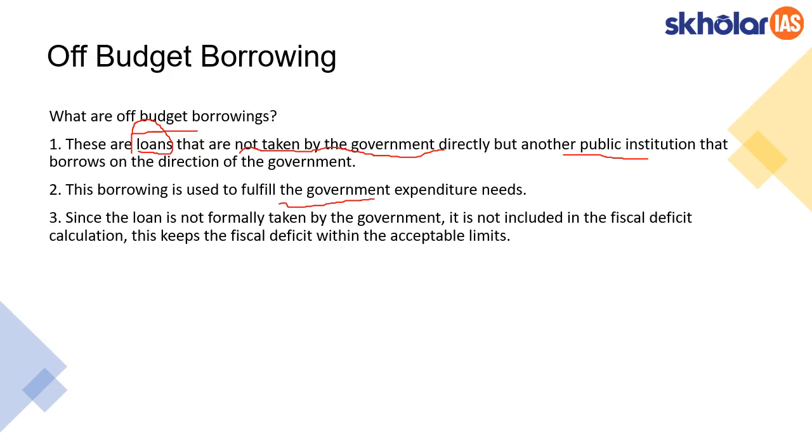Because the money is coming through a different public organization and the government is not directly involved in borrowing, it is not counted under the fiscal deficit. Because of this, the fiscal deficit remains within limits. We know that under the FRBM Act there is a limit of 3% for fiscal deficit. So the fiscal deficit doesn't get inflated by borrowing, as it is done through another institution. The government is circumventing the whole process of borrowing.